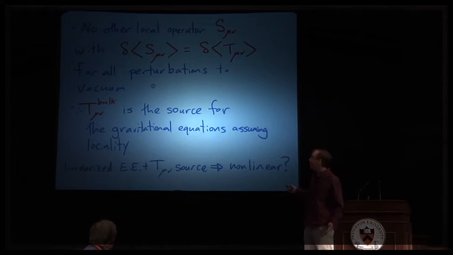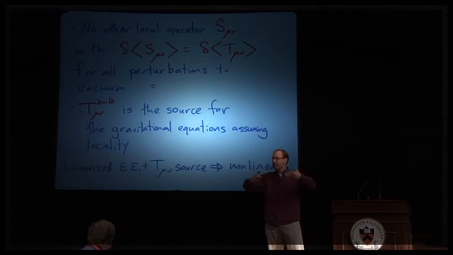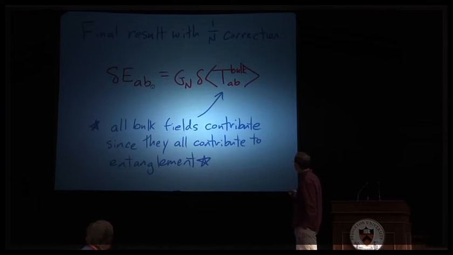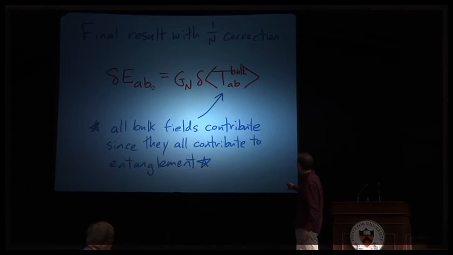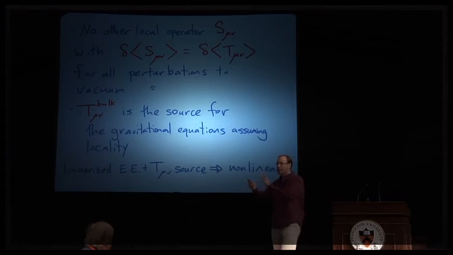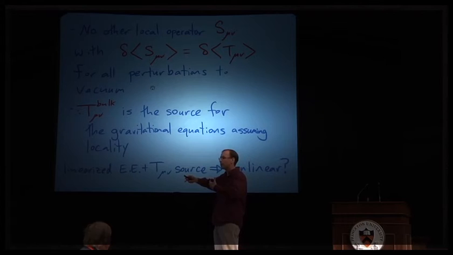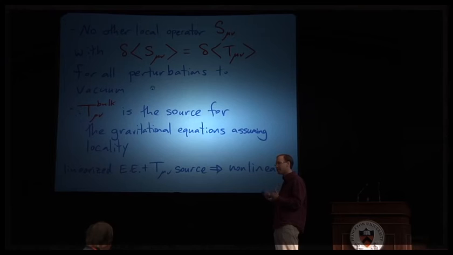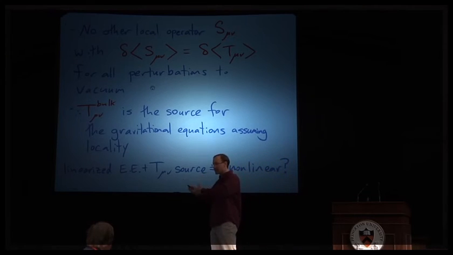one thing you can say is that, assuming that there are some local equations that operate at the nonlinear level, if we ask what is the source term in those equations, the source term has to be something which is equal to the stress tensor plus possibly something else. But if there's any other operator there as the source, then the delta of the expectation value of that other operator would have to vanish, since it can't give any contribution to this linearized result. In fact, if you demand a local operator, then there's no other local operator where delta S is equal to delta T. So in some sense, this linearized result, if you also assume locality, tells you that it's the stress tensor that should be the source, even at the nonlinear level.